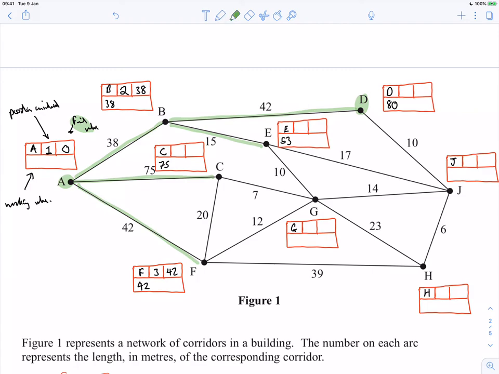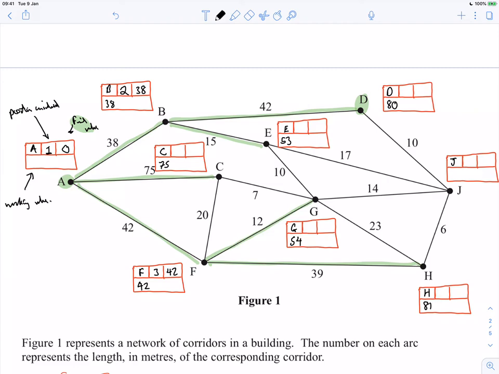And now this is going to introduce new connections. So F to H first. So 39 plus the working weight of the previous bit, 42, is 81, isn't it? So I'll put 81 here. Then I have F to G. So 42 plus 12 is 54. So that's a new one.